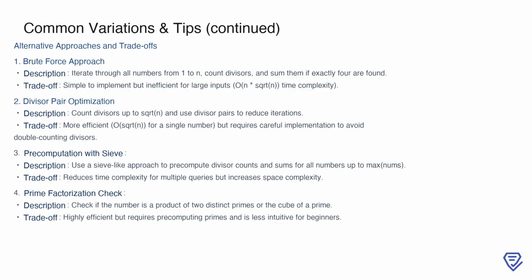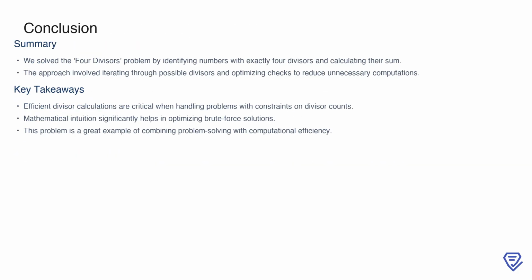Lastly, you can use prime factorization to check if a number is the product of 2 distinct primes or the cube of a prime. This approach is highly efficient but requires pre-computing primes, which can be less intuitive for beginners. Choosing the right approach depends on the constraints and input size, and discussing these trade-offs demonstrates a strong grasp of problem-solving strategies. Great job! To wrap up, we reviewed the solution for the 4 divisors problem, summarized the key steps, and highlighted important takeaways. Keep practicing and exploring similar problems to sharpen your skills.